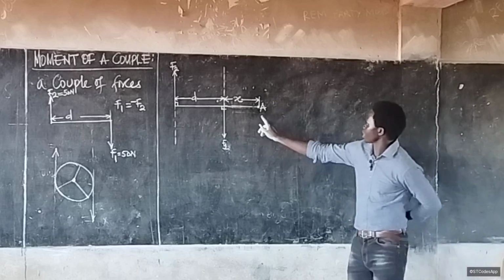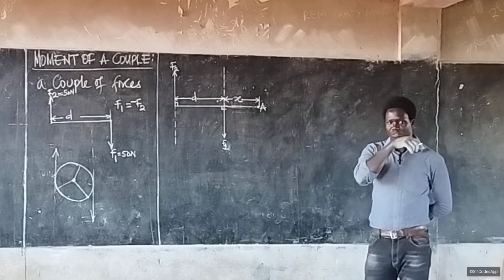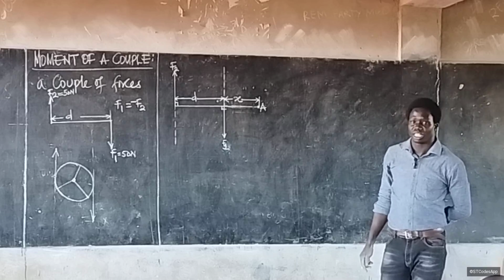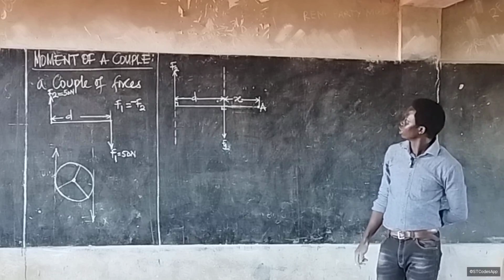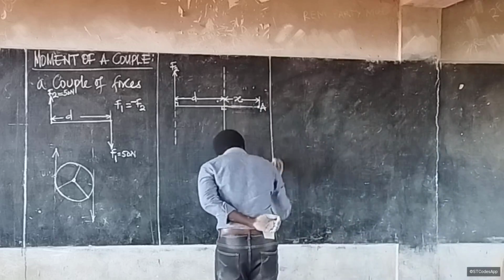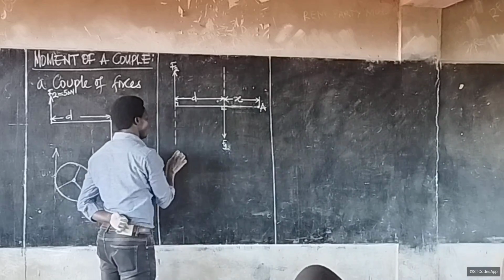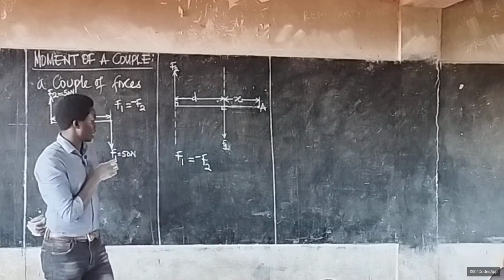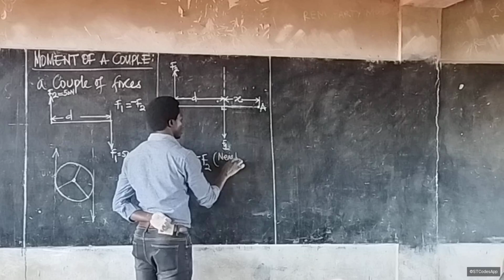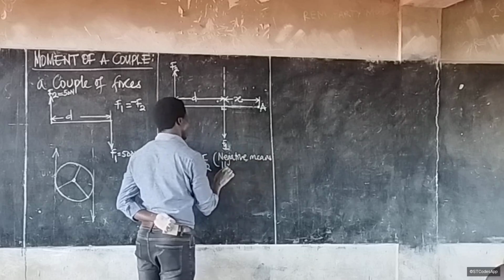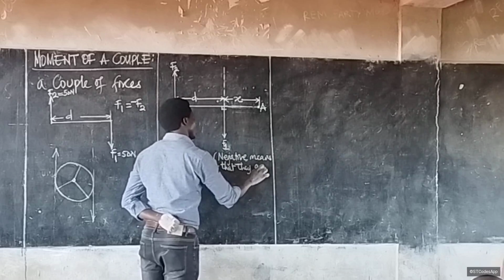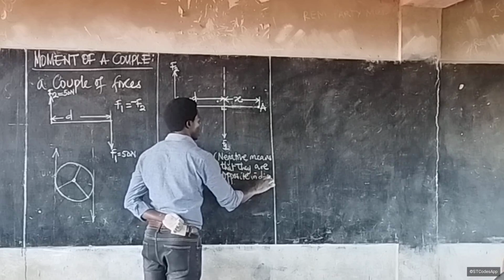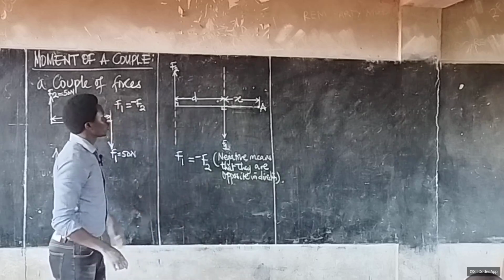We have the diagram. We have a reference point, point A. We are going to take a moment about point A of each of them. We're going to get a moment of each force about point A. Now, in this case, we know that F1 is equal to what? F2. Only that they are opposite in direction. Negative means that they are opposite in direction, like that.